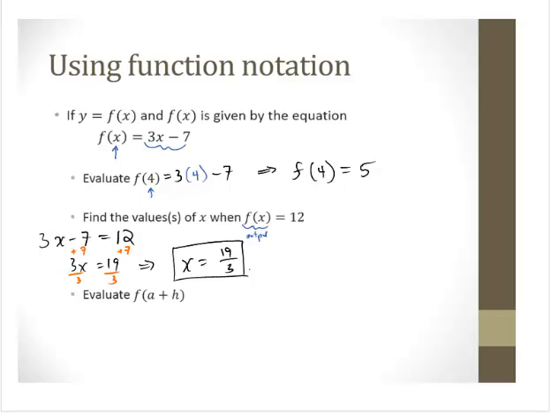And we're asked to evaluate f of a plus h. Well, earlier we evaluated f of 4. We just substituted 4 in the place of x. Now we have an a plus h. f of a plus h would be 3 times a plus h, and then subtract 7. So we'll apply the distributive property, 3a plus 3h, and subtract 7. And that's f of a plus h.